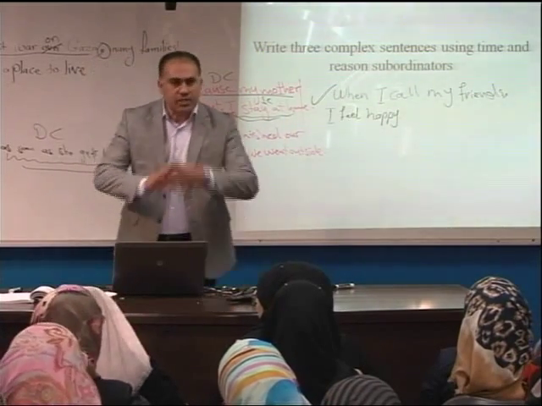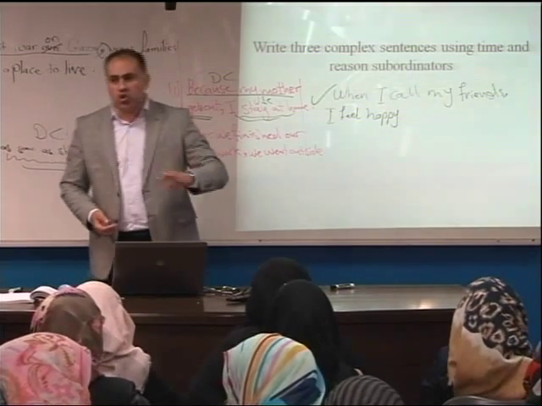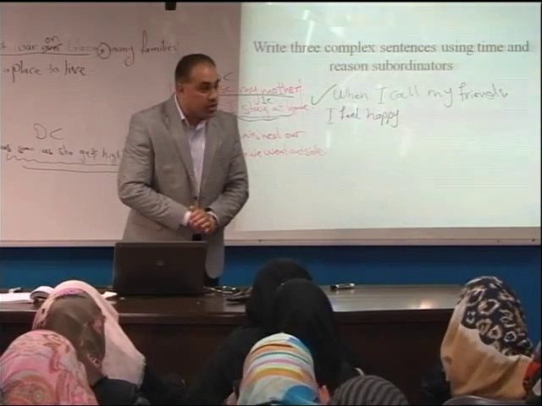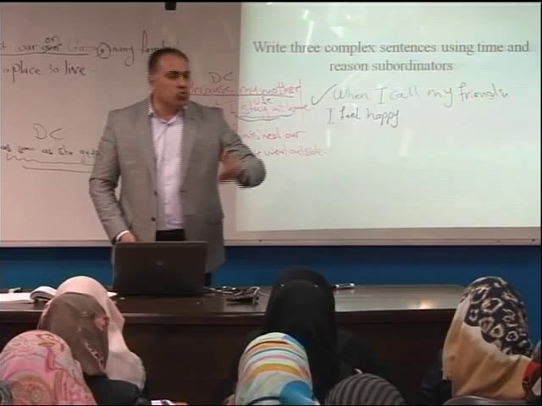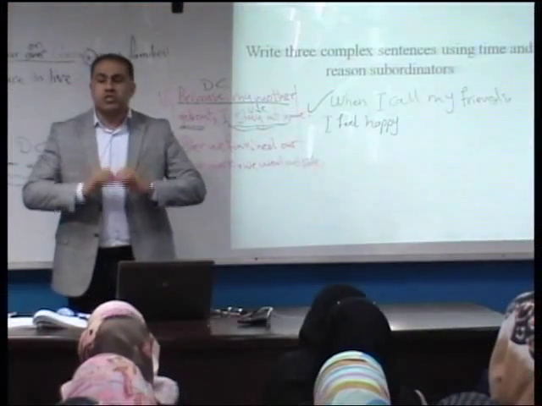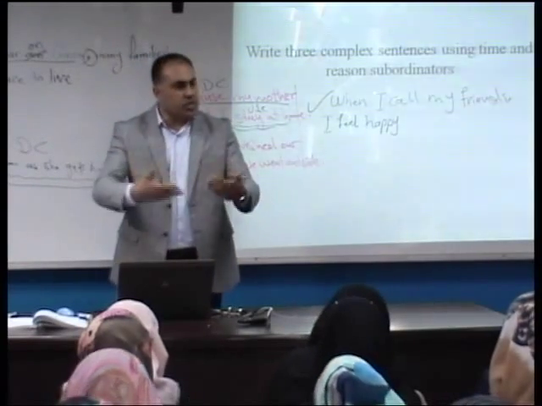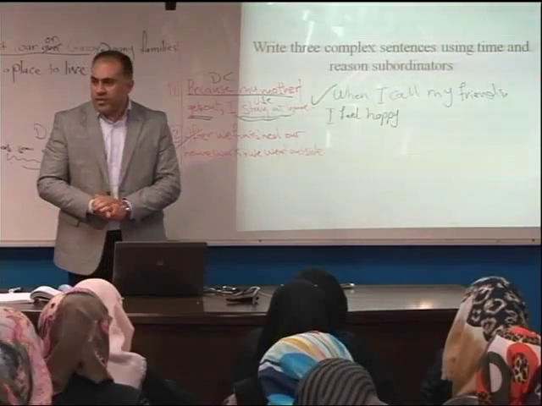Now, let's just summarize what we talked about in this class. A complex sentence is a very common type of sentence structure in English, and it consists of an independent clause and one or more dependent clauses. So please, next time whenever you write, make sure that you include as many complex sentences in your writing as possible. And we'll finish it right here.